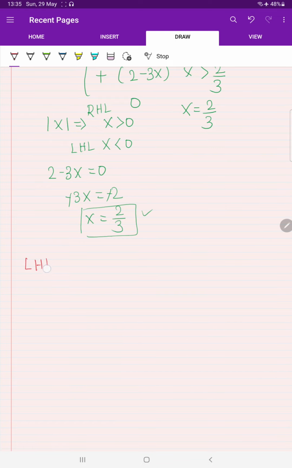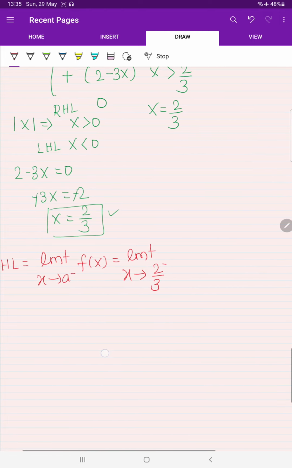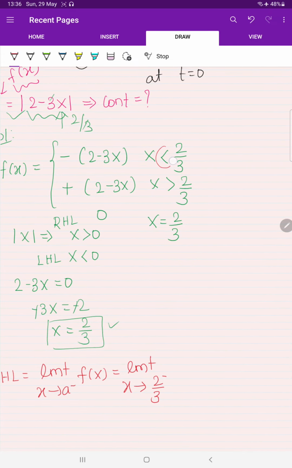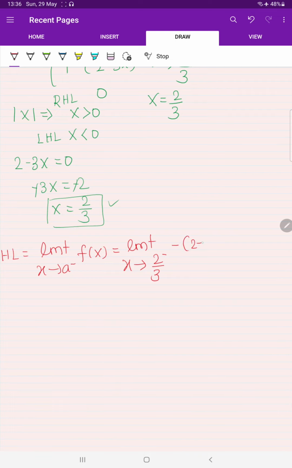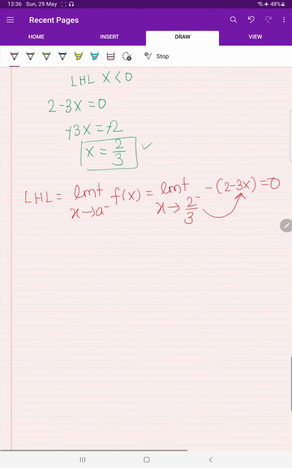First we have to take the left hand side limit. Limit x approaching the left hand side, and its corresponding function is f of x. Here x is approaching 2 by 3 minus. Left hand side means less than, and the corresponding f of x is minus of 2 minus 3x. What can be your answer? After that, replace x by 2 by 3. In the place of x we substitute 2 by 3, so you will get 0. You can just cross check.